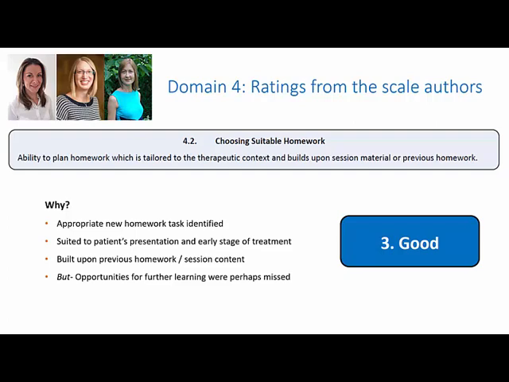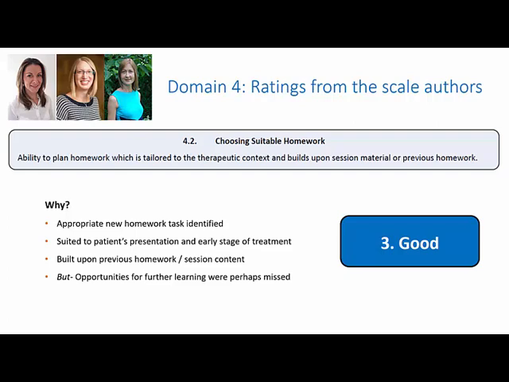We did note that there were perhaps opportunities for further learning that were missed. So, for example, could perhaps regular eating patterns have been usefully explored within the diary? For example, they could have experimented with adding in half a banana as a mid-morning snack half of the days and not the other half of the days, and then rating her urge to binge when she had the extra snack and when she didn't.